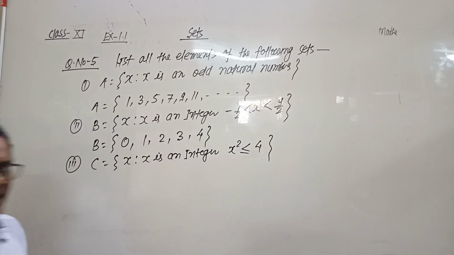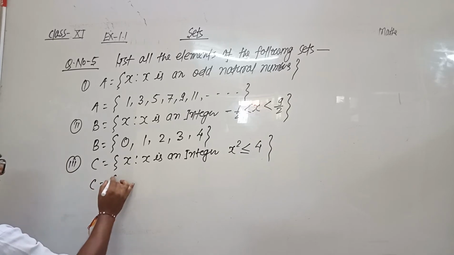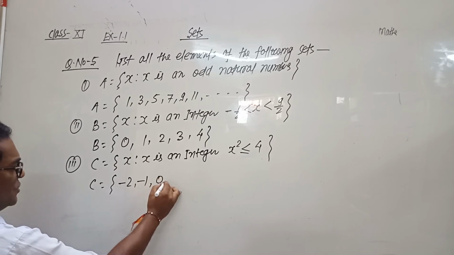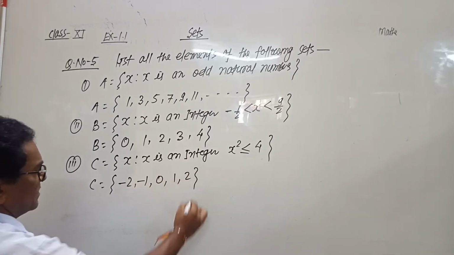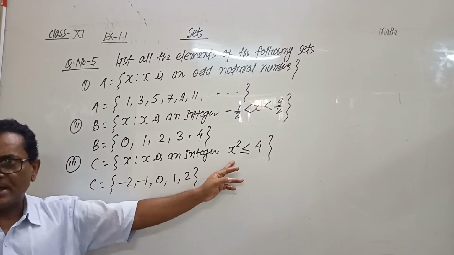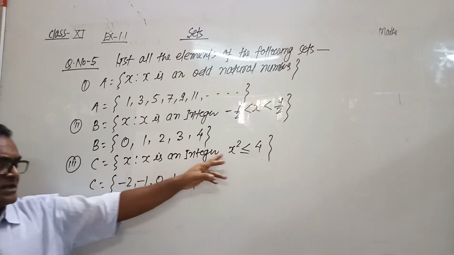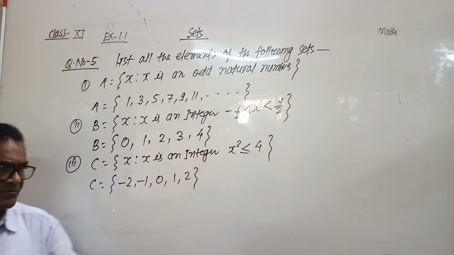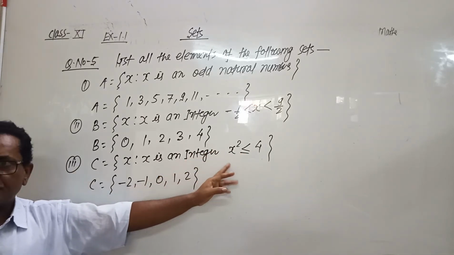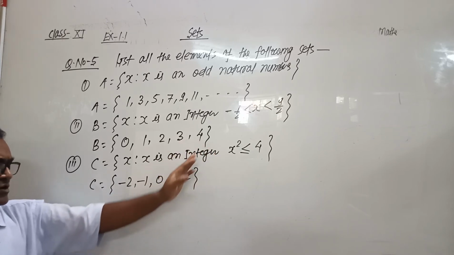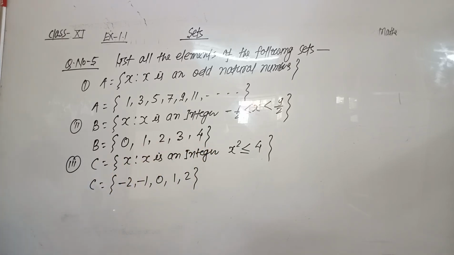The value of x square should be less than or equal to 4. So this is minus 2, minus 1, 0, 1 and 2. Minus 2 the whole square is 4, and 4 is equal to 4. Minus 1 the whole square is 1, and 1 is less than 4. 0 the whole square is 0, and 0 is less than 4. 1 the whole square is 1, which is less than 4. 2 the whole square is 4, which is equal to 4.